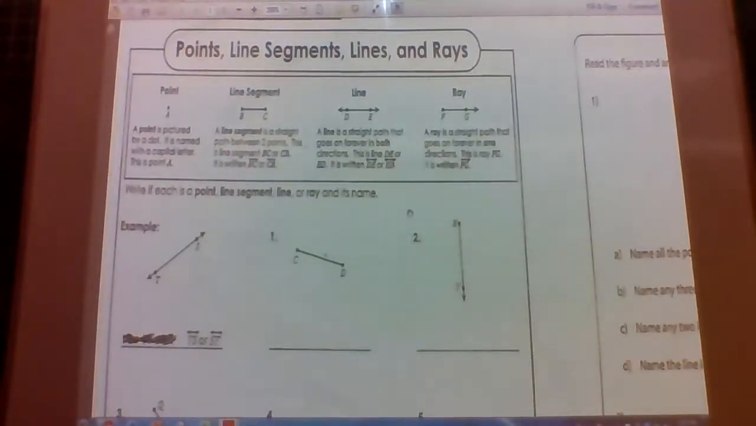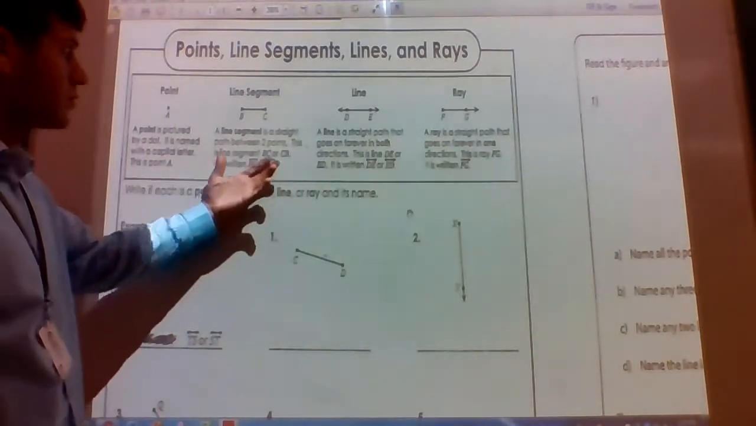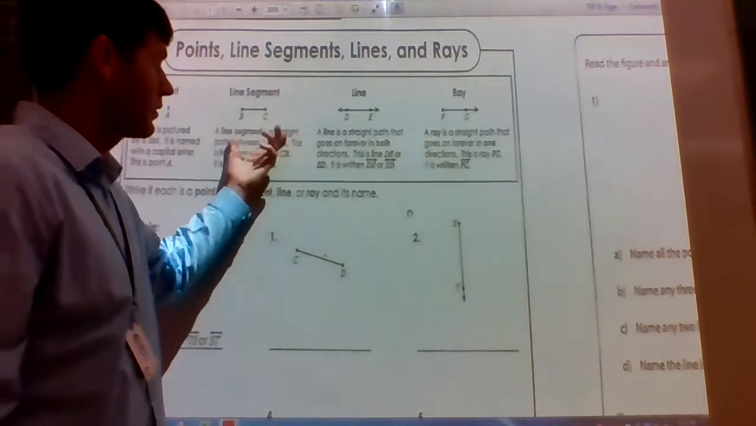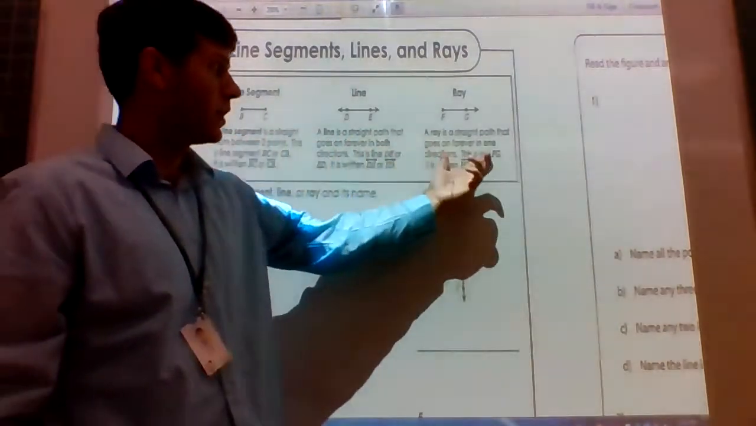Okay, this is lines, segments, and rays practice. This was our second handout that we worked on. Here, the distinctions we're making are mainly between line segments, or just segments, lines, and rays.